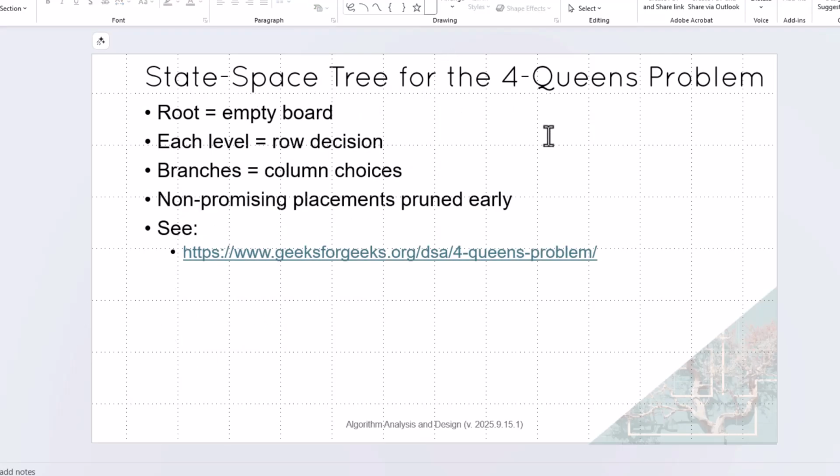All right, so what about the 4 queens problem? If we reduce this a little bit, you've got the root as the empty board. Each level is row decisions, branches are column choices, and non-promising placements are pruned early.